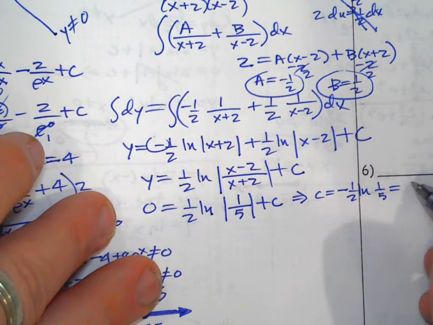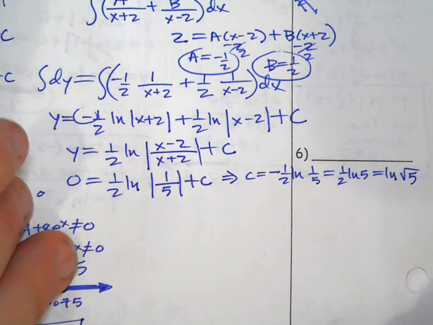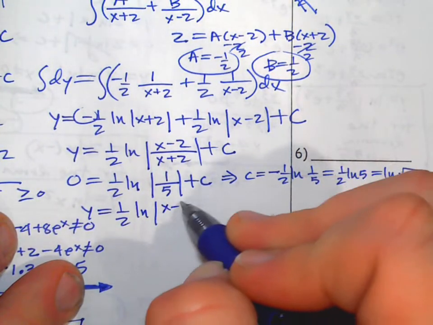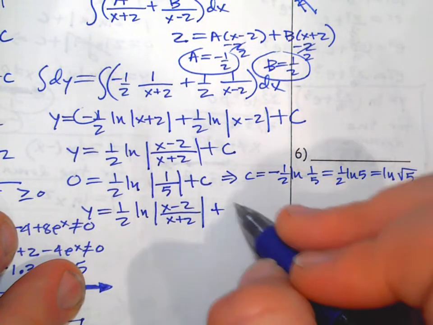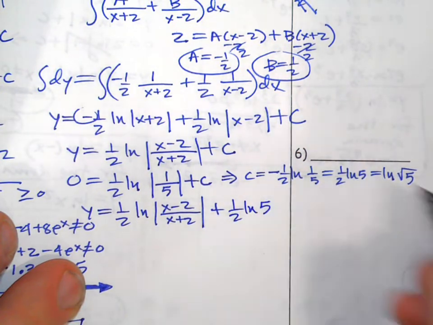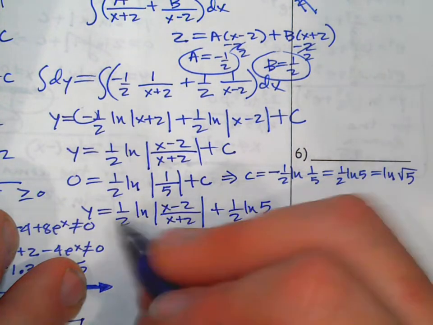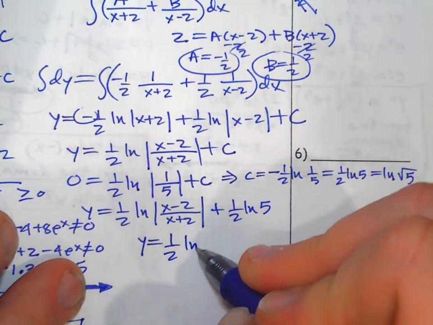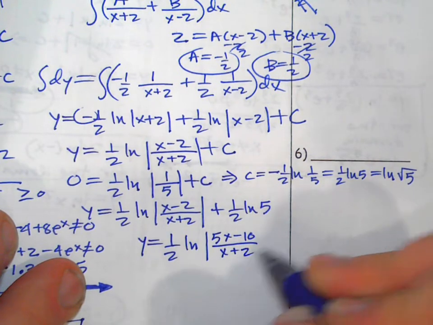Or you could bring the negative inside and be 1/2 natural log of 5. Or you can bring the 1/2 in and be the square root of 5. I mean, whatever. So y equals 1/2 natural log of (x minus 2) over (x plus 2) plus 1/2 natural log of 5. I mean, we could bring this natural log of 5 inside. Why not? They both have 1/2 in front, natural logs. So y equals 1/2 natural log of (5x minus 10) over (x plus 2).